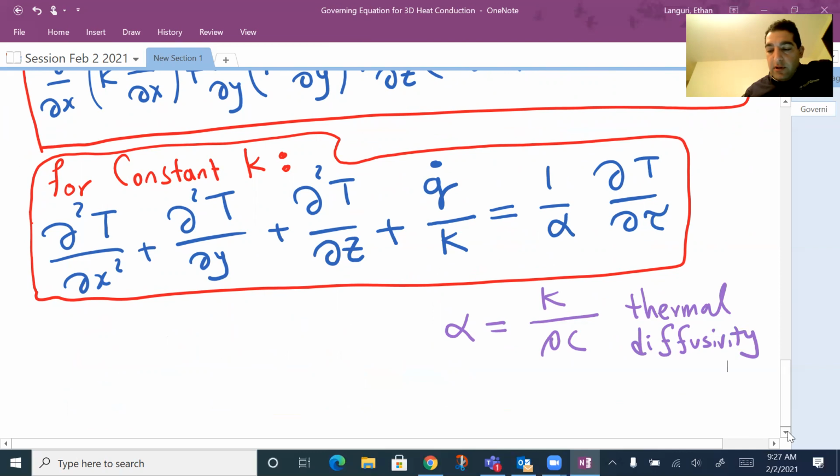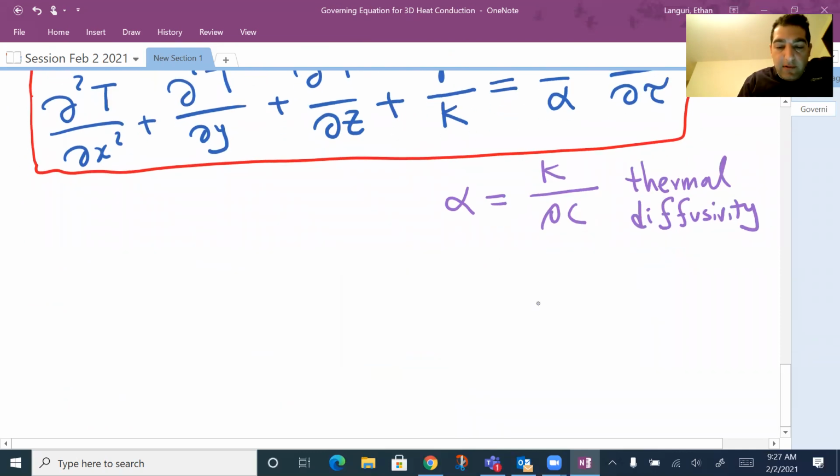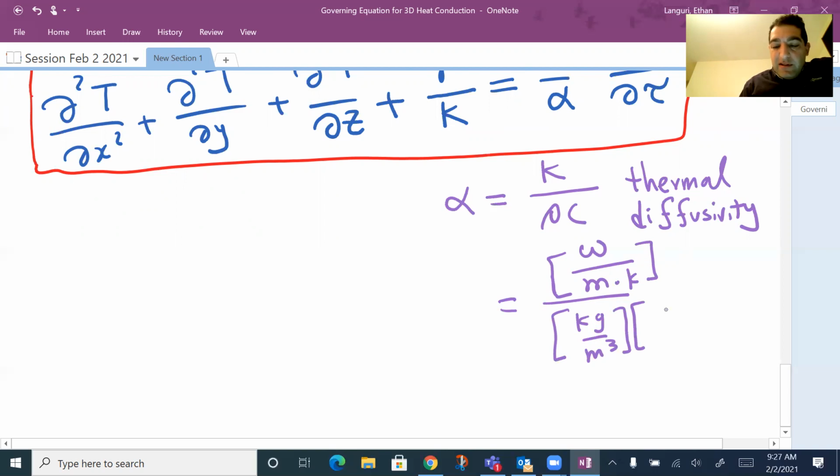Let's write the units, so we make sure we understand everything. What is the unit of thermal conductivity? Everyone should know this. This is watt per meter Kelvin. What is the unit of density? Kilogram per meter cubed. What is the unit of c, specific heat capacity? Joule per kilogram Kelvin, right? So that's what makes thermal diffusivity, k over rho c.